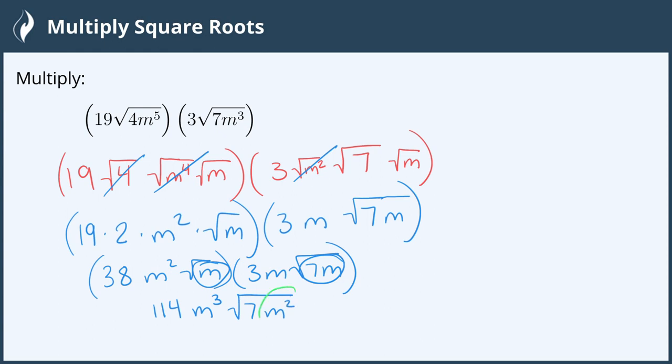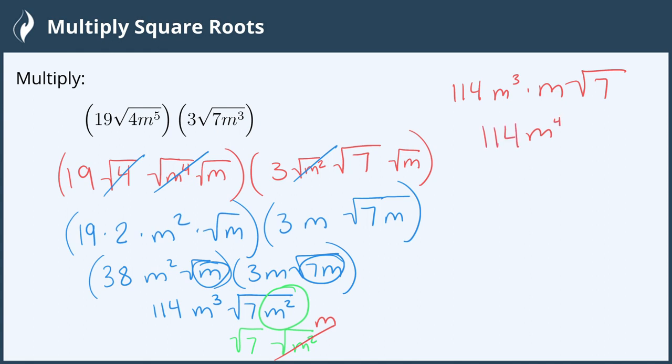We can break out the square root of m squared because it's a perfect square, so we'll have the square root of 7 times the square root of m squared. This simplifies to be m. So we end up with 114 times m cubed times m times the square root of 7. And that m cubed times m gives us m to the 4th. So our answer is 114 m to the 4th square root of 7. And now we're all done.